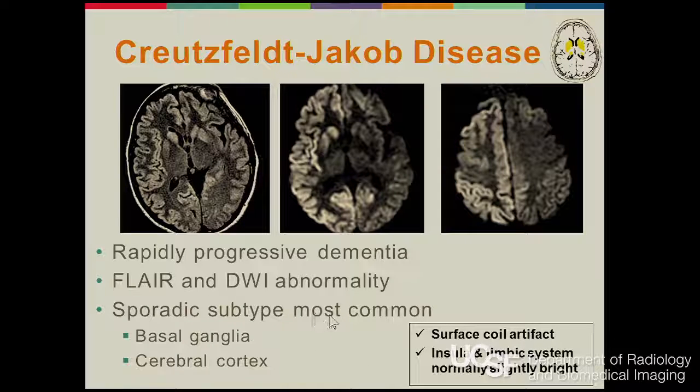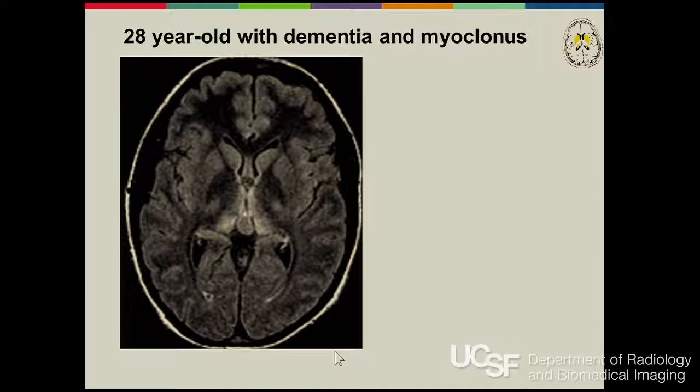The sporadic subtype, as I said, is the most common. The variant subtype has also been described in about 10% of cases, and one somewhat unique feature on imaging for this variant, which is associated with eating cattle that have this abnormal protein, is the so-called hockey stick sign, where the pulvinar of the thalamus has this abnormal FLAIR hyperintensity that extends along the medial thalamus. Kind of looks like a hockey stick, I guess.